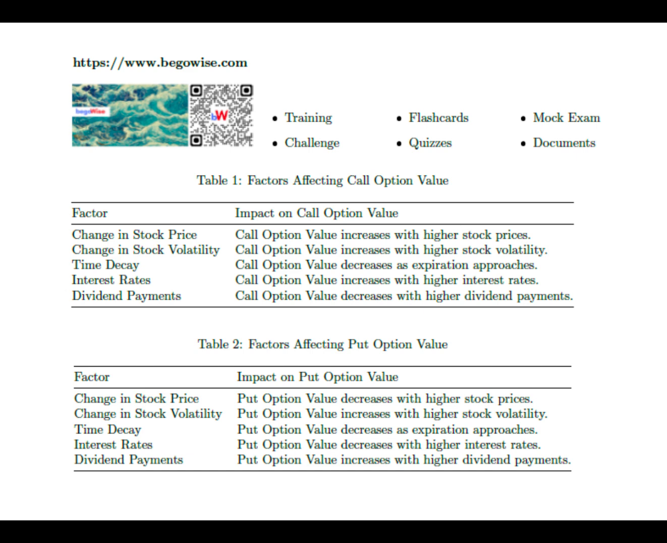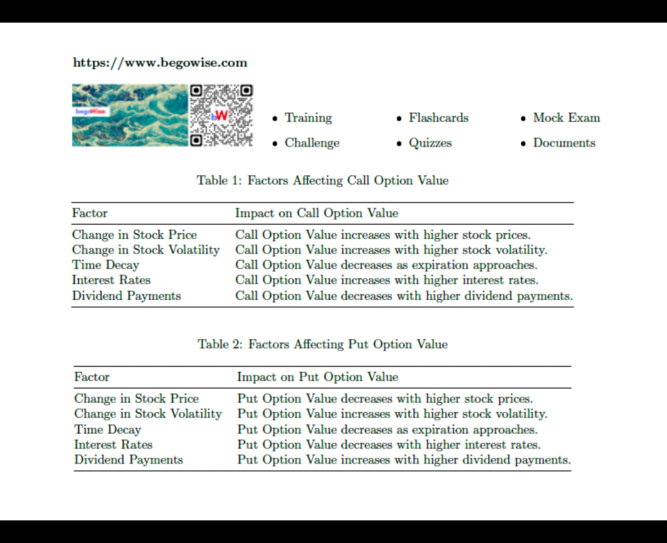2. Change in stock volatility. Think of volatility as the amount of movement or swings in the stock price. If the stock price is bouncing around a lot, there's a higher chance that it will go above the strike price of your call option. This makes the option more valuable, so the more volatile the stock, the higher the call option's value.